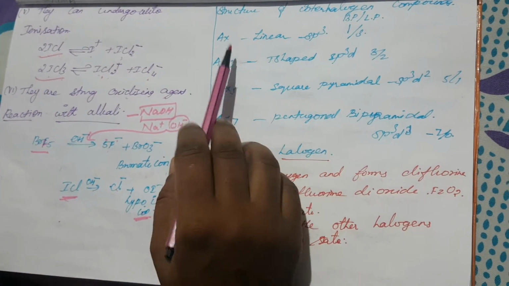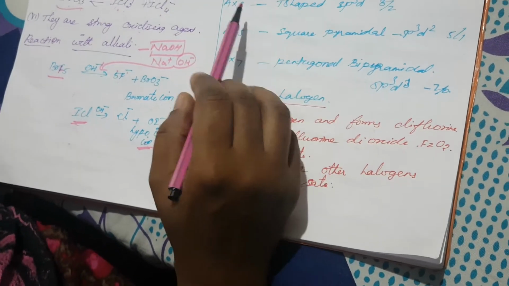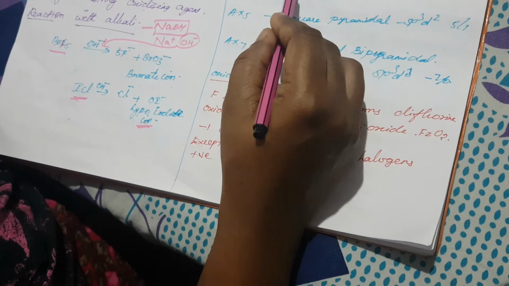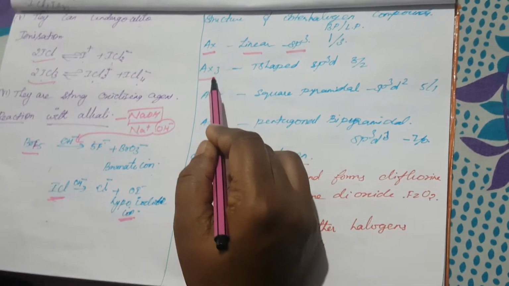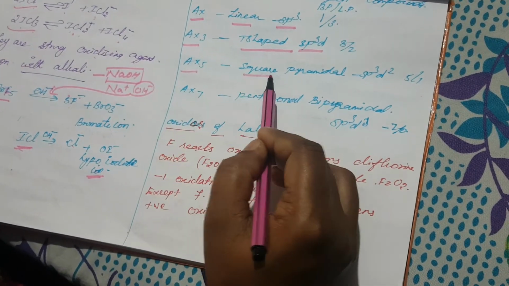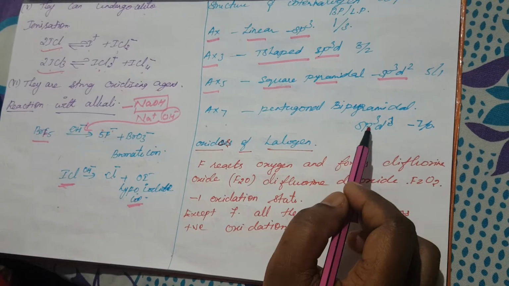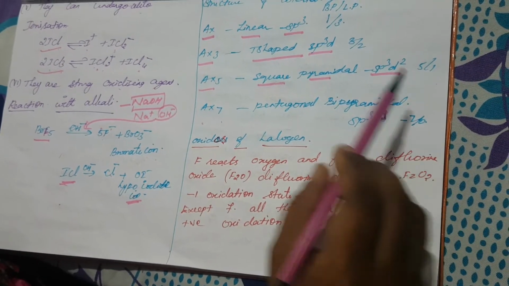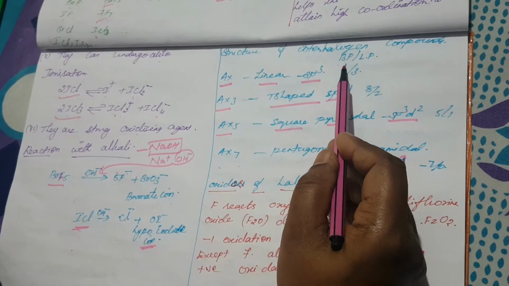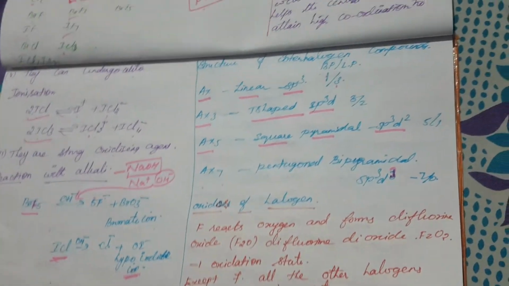Here they are naming the structure and the types of interhalogen compounds. AX type is a linear structure, sp3 hybridization. AX3 is T-shaped, sp3 hybridization. AX5 is square pyramidal, sp3d2. AX7 is pentagonal bipyramidal, sp3d3. So here what is the bond pair? 1 bond pair, 3 lone pair. So that is linear, sp3 hybridization.